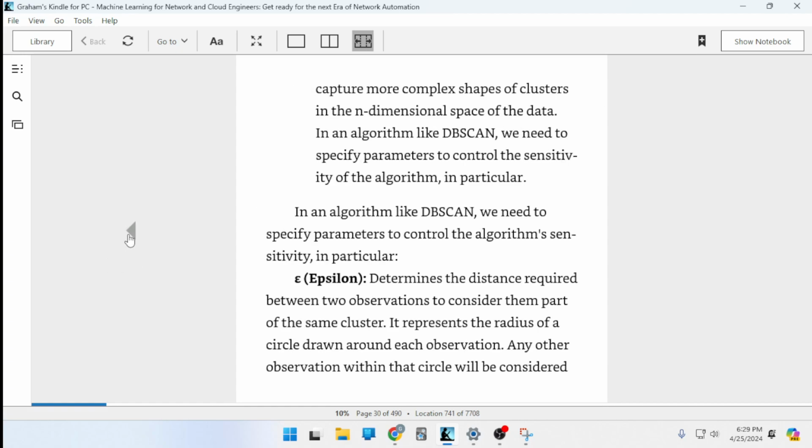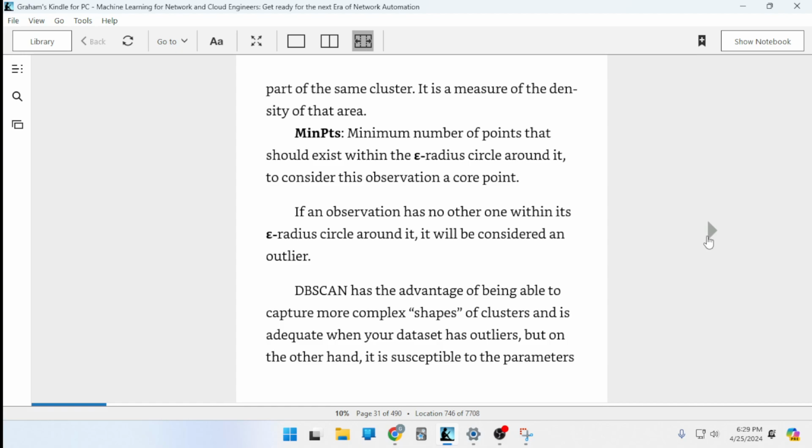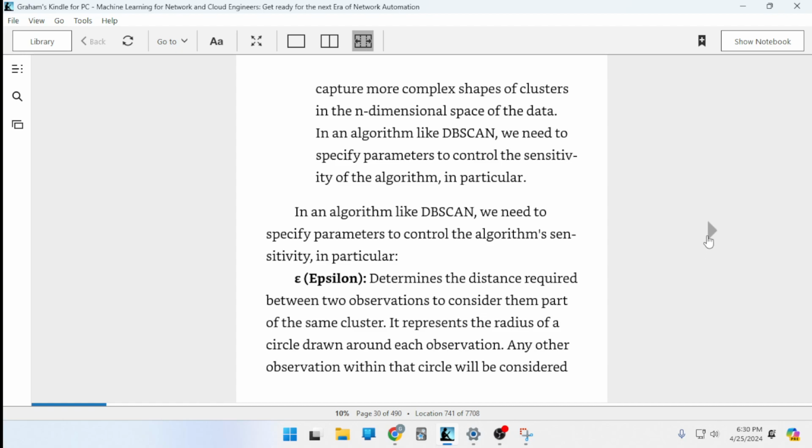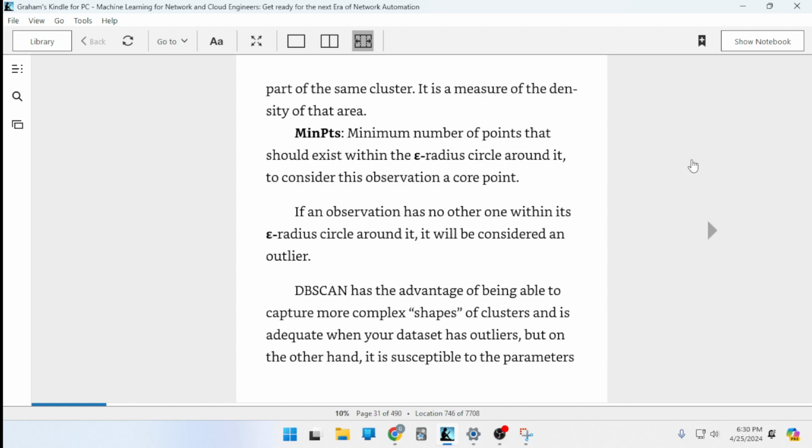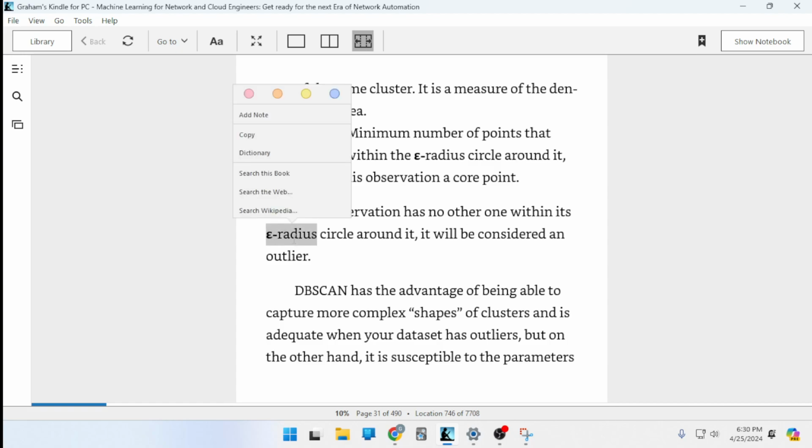So the next parameter that we need to specify to control the DBSCAN sensitivity, and remember DBSCAN is a density-based clustering algorithm, is minPts. Minimum number of points that should exist within the epsilon radius circle around it to consider this observation a core point. If an observation has no other one within its epsilon radius circle around it, it will be considered an outlier.